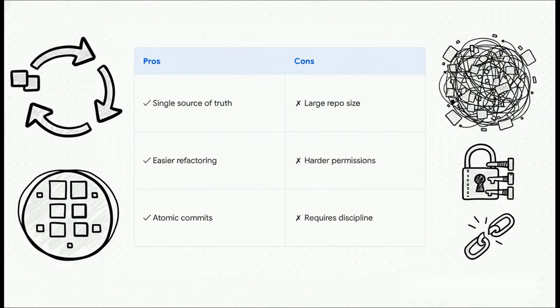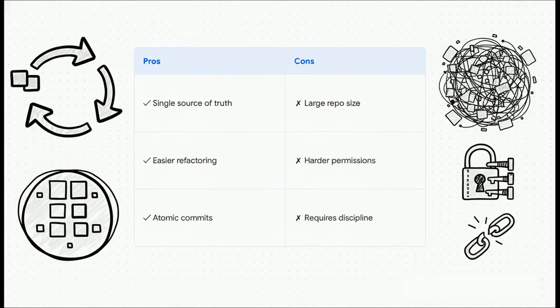And this really gets to the core of why you'd use a monorepo. The biggest advantage, by far, is having a single source of truth. All the code is in one place, which makes big, sweeping changes, refactoring, so much simpler. This leads to what we call atomic commits. It means you can change a function in a shared library and update all the apps that use it in one single commit. One change, one commit.